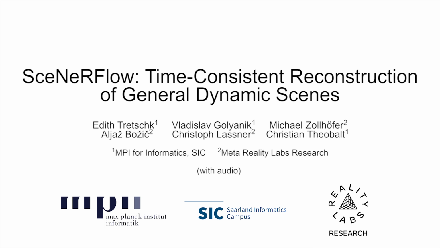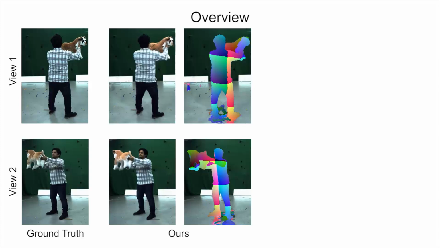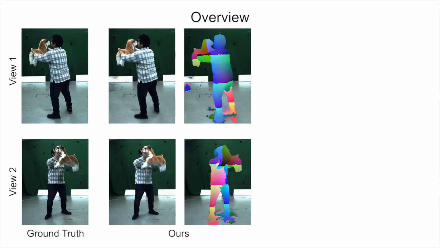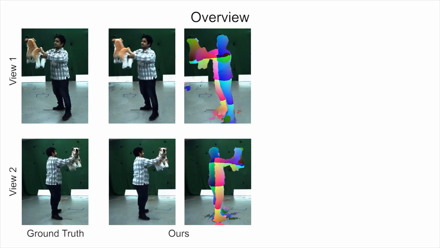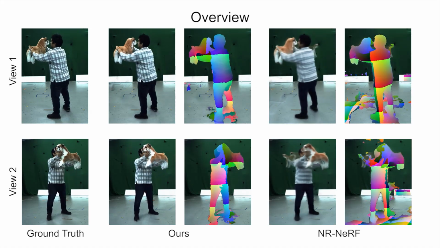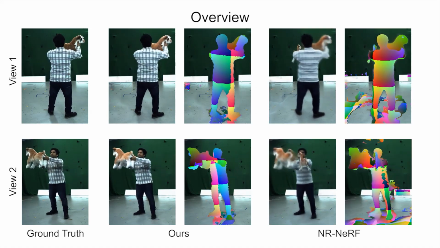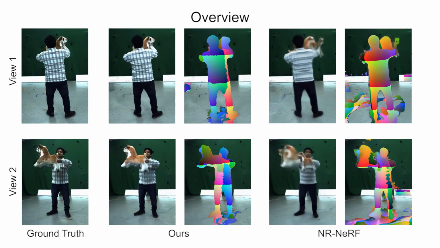We present SceNeRFlow, a NeRF-based method for time-consistent 4D reconstruction of general dynamic objects. As input, we take multi-view RGB videos with known camera parameters and background images. We then reconstruct the non-rigid scene in a time-consistent manner.